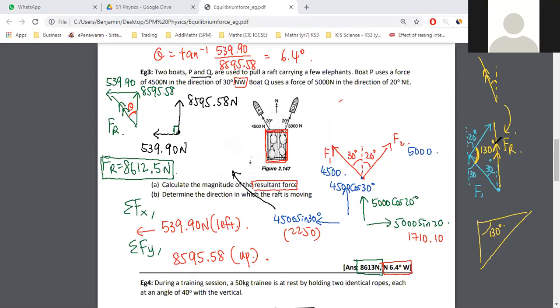So that's the challenge if you decide to straight away use the triangle addition. Or you decide to straight away use the perpendicular method, the parallelogram method also can. You also can add it using the parallelogram method. No problem. The reason I show you this one is because I want you to get familiar with the resolution of forces, resolution of forces to find the unknown.